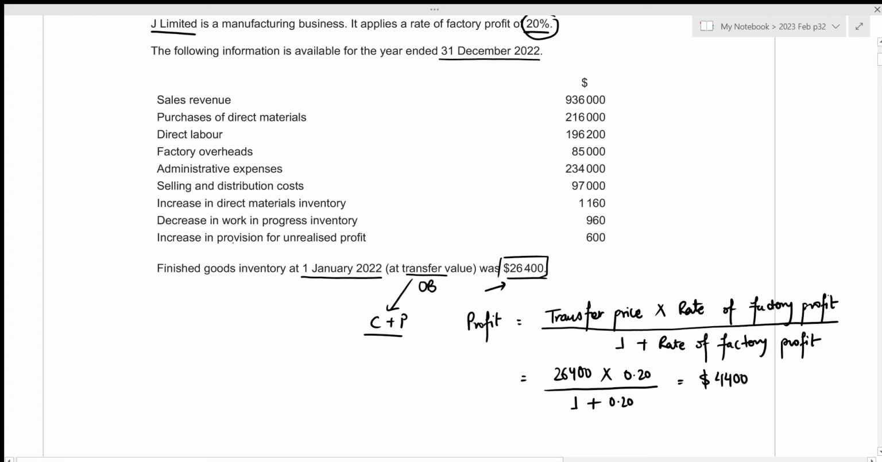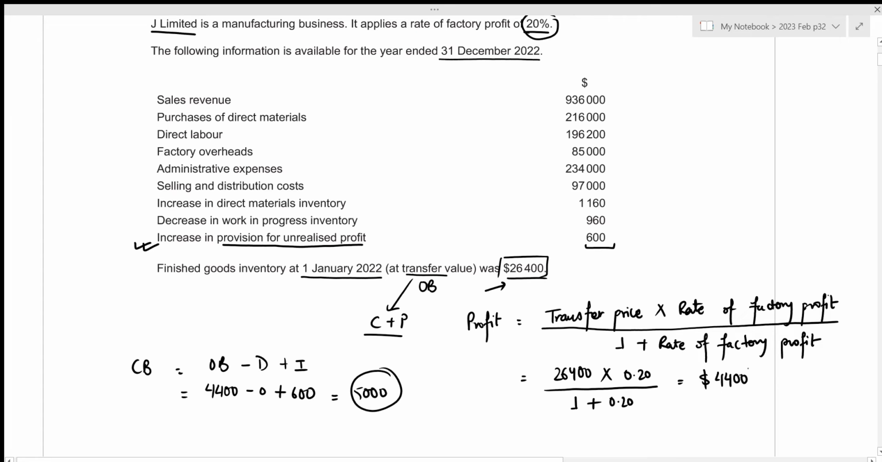We are also given the increase in the provision for unrealized profit, and this increment is always to be recorded on the credit side of our provision for unrealized profit account, under the heading of our statement of profit or loss. So we can just figure out our closing balance. That is going to be the opening balance minus the decrease or plus the increase. In this case, we have an increment. So the opening balance of profit is 4,400, which we just figured out. There is no decrease. There is only an increment of 600, which results in the closing balance of our unrealized profit to be 5,000. So these are the three amounts to be recorded in our provision for unrealized profit account.